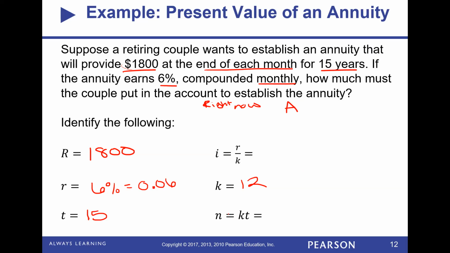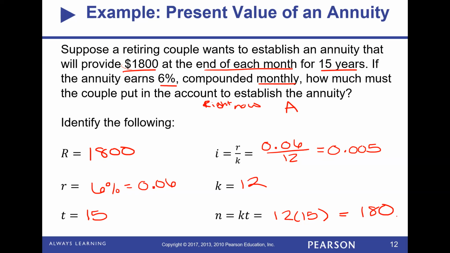Now, I and N are still going to be the same thing. In our case here, I is going to be 0.06 divided by 12, and our N is going to be 12 times 15. And as you guys are doing these, please be very sure that this divides into a very pretty decimal. Whatever you do, you are not allowed to round. Do not round here. You can only round when you get the final answer.